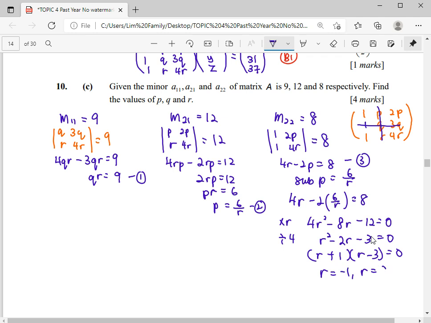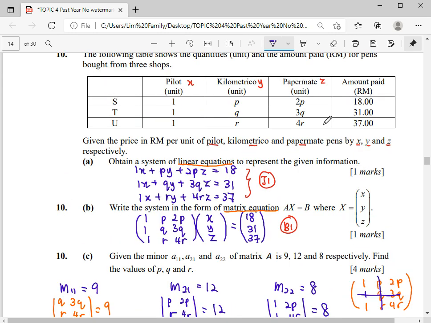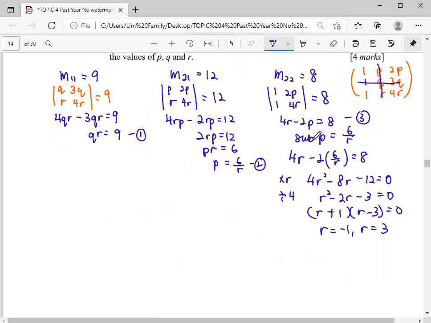So R is negative 1, R is 3. Do we accept both answers? R is talking about quantity, while X, Y, Z is talking about price. Quantity cannot be negative. R is a quantity in this situation because this is an application of matrices. Therefore, R equals negative 1 will be rejected. We only accept R equals 3.